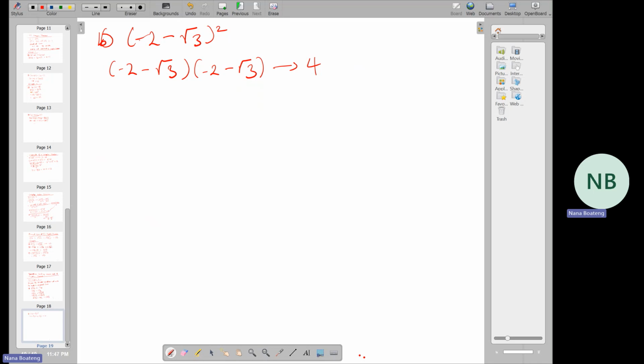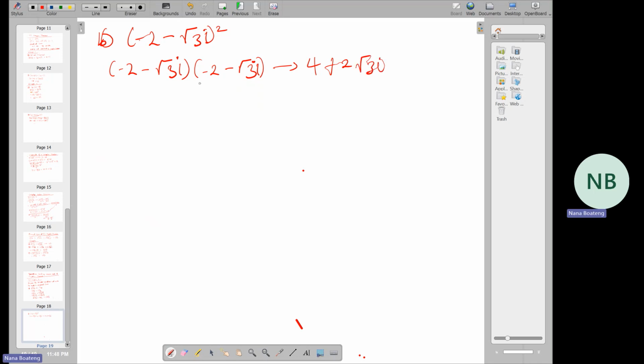Okay, so this is √3i. I think I did not write this down properly. So this is √3i here. So negative 2 times negative 2 is 4. Negative 2 times negative square root of 3i is a positive 2 square root of 3i.